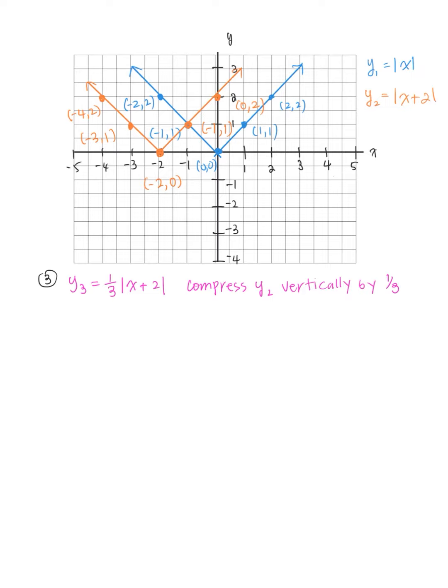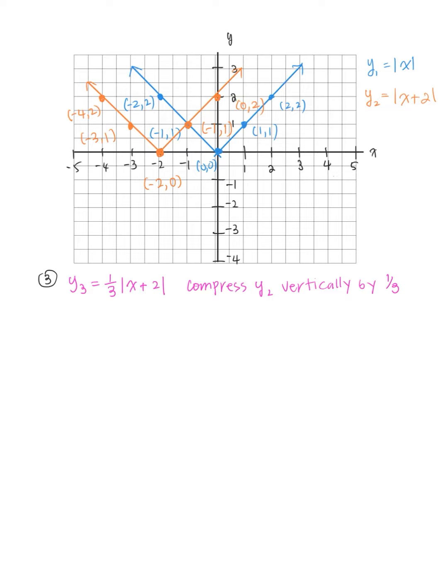So again, let's think about this. If I'm going to compress this orange graph vertically by 1/3, what values are changing? Is the x value going to change? Is the y value going to change? What do you think? I would say y changes, but the x must stay the same because it's a vertical compression. So whatever the vertical part is, those are the values that are going to change.